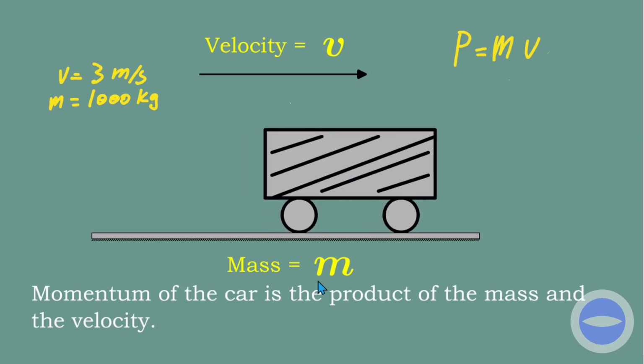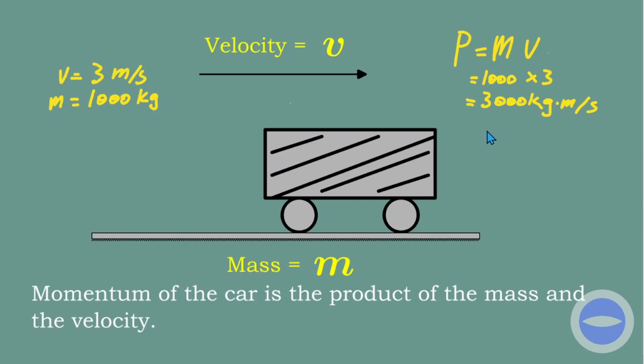To calculate the momentum, we are going to say mass, which is 1000 kg multiplied by 3. And then we've got 3000 kg meters per second, because they say momentum is a vector.